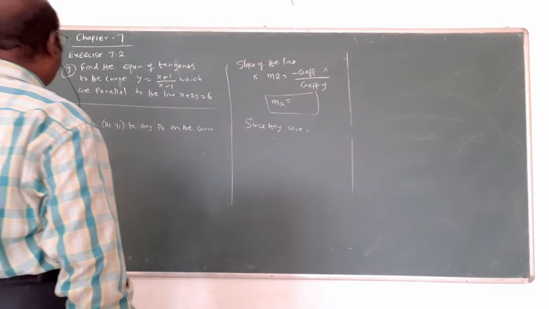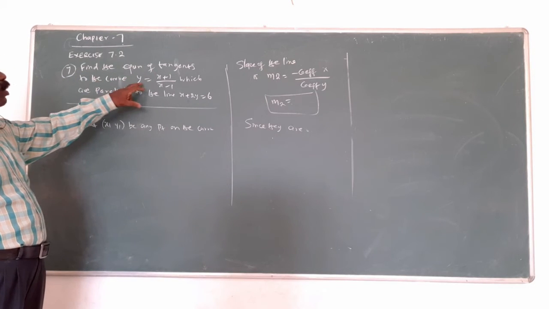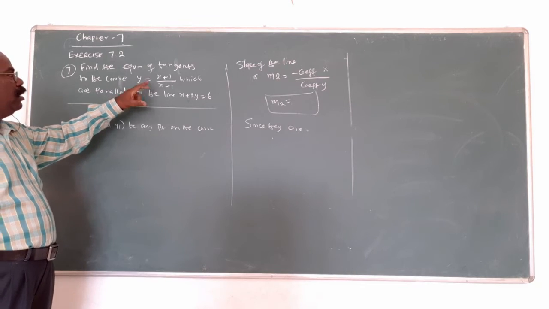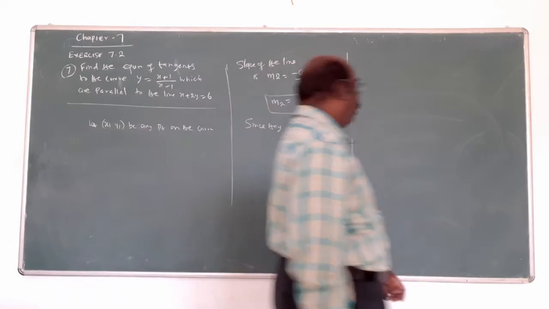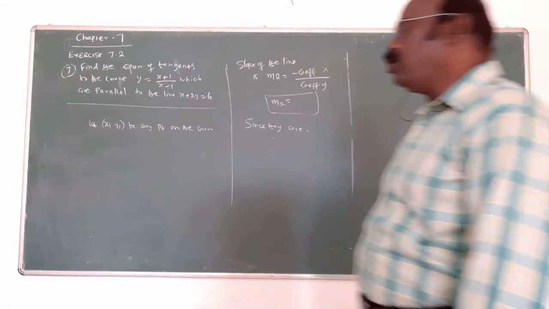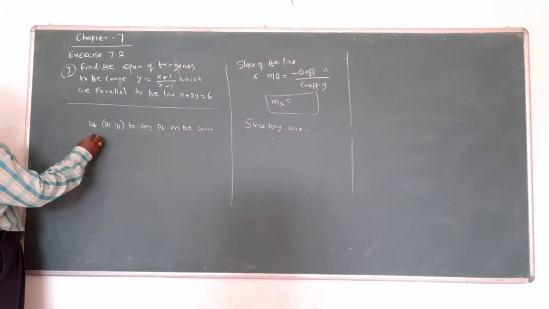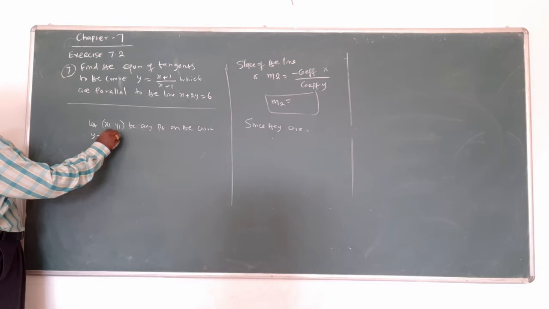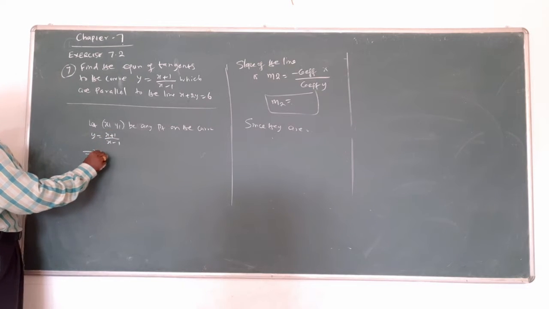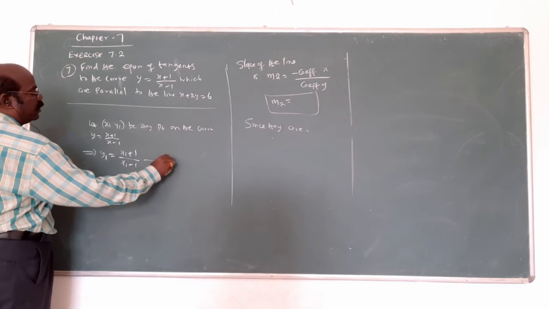Next question, 7th question. Find the equation of tangents to the curve y equal to x plus 1 divided by x minus 1, which are parallel to the straight line x plus 2y equal to 6. Then as usual, let x1, y1 be any point on the curve y equal to x plus 1 by x minus 1, which implies y1 equal to x1 plus 1 by x1 minus 1, the first equation.